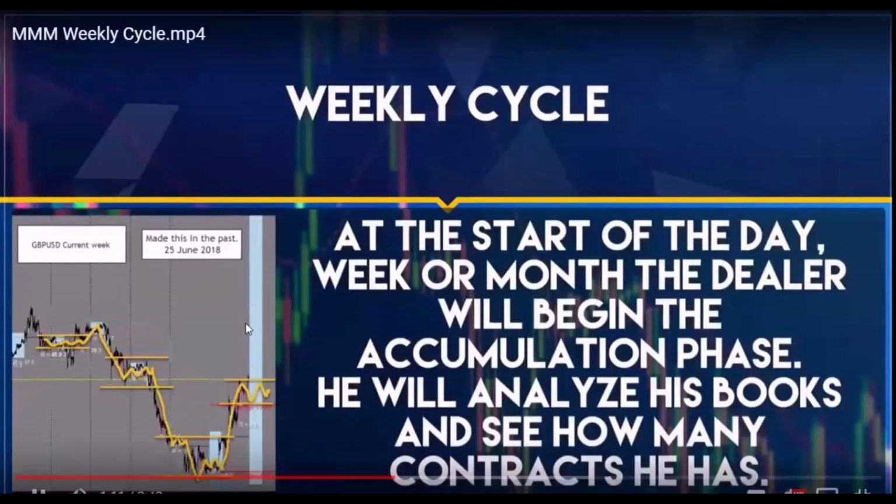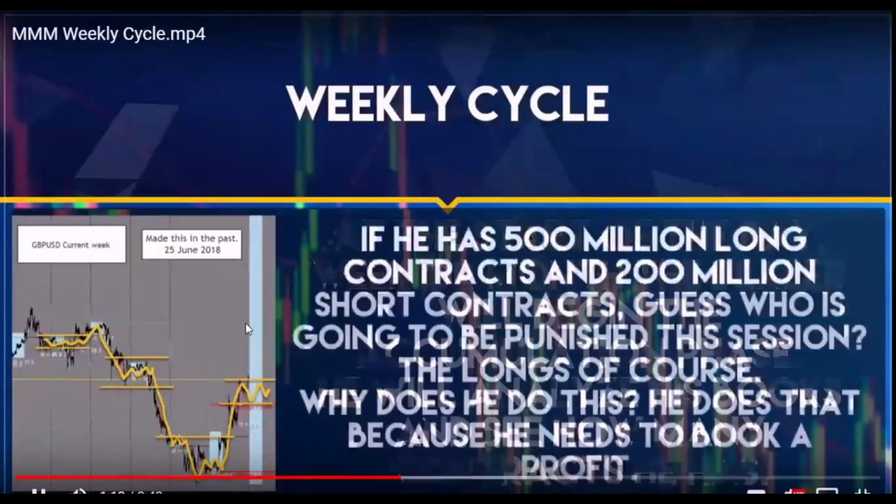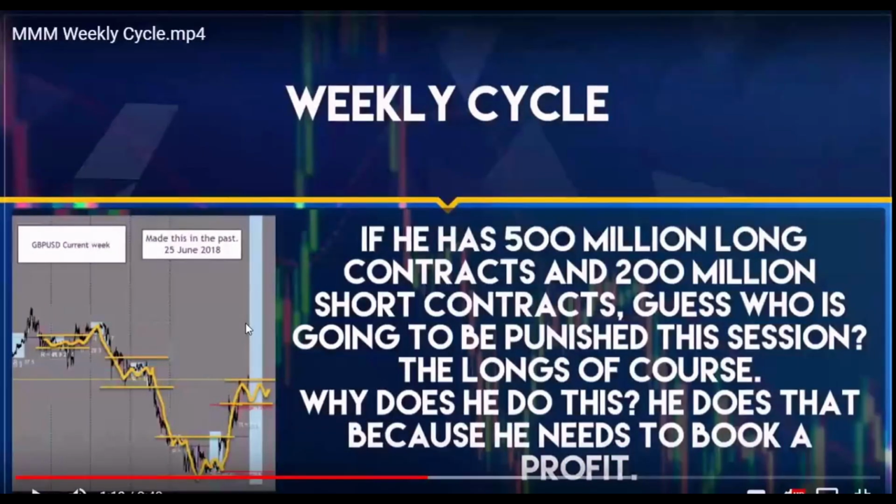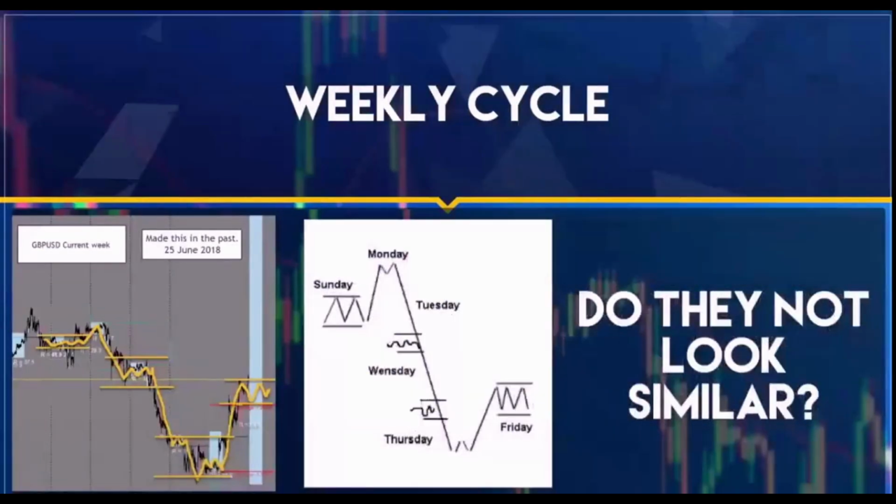And note that market makers will begin the week in the accumulation phase. He's going to analyze the books and see how many contracts he has and which direction he needs to go to grab the most money. So here's the 500 million long and 200 million short. You guys can pause this on your end as well, but I really want you to understand this.